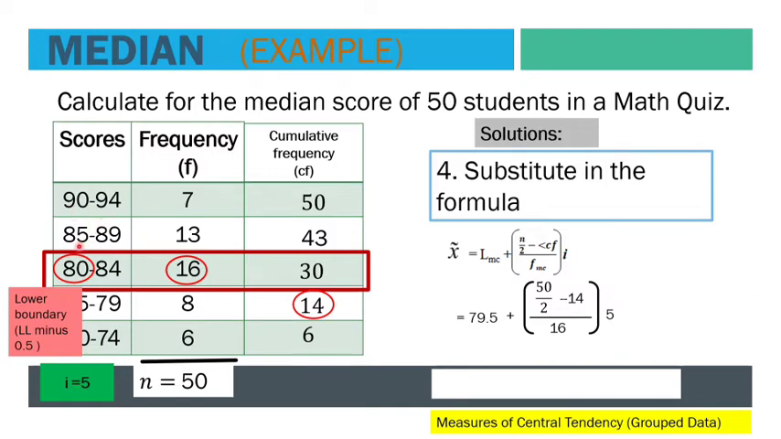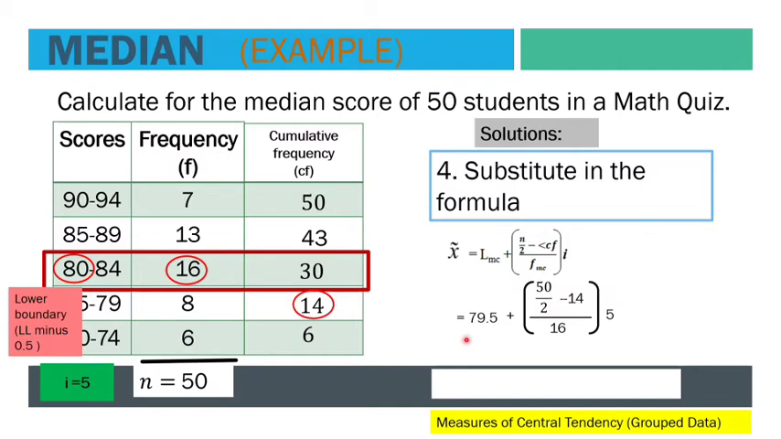Also from 85 to 89, we have 5 scores. And also you can check by subtracting the consecutive lower limits. That's 90 minus 85, so it's 5. Also 85 minus 80, that's still 5. We can also check it by subtracting the upper limits. So 94 minus 89 gives us also 5. 89 minus 84, still 5. 84 minus 79 is 5. So that's how you get the i, the class size or interval.